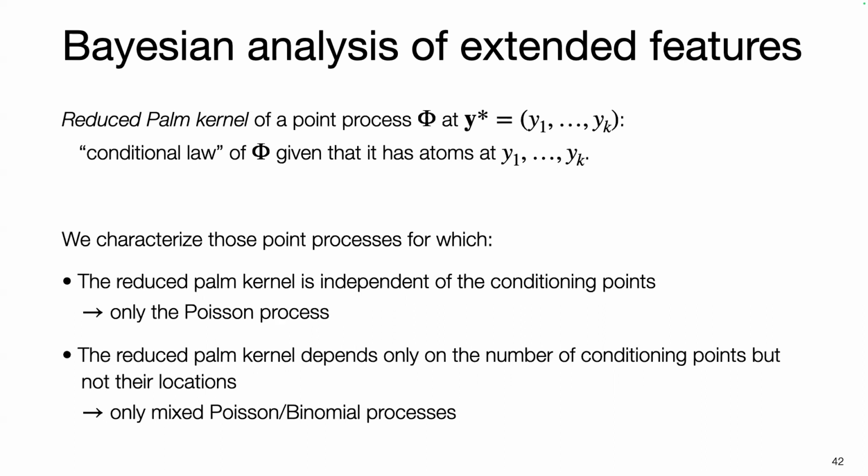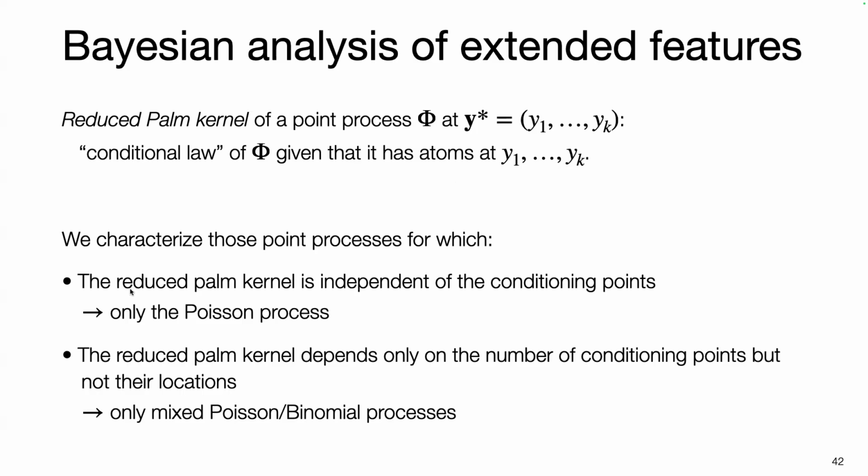So the reduced Palm kernel of a generic point process phi at a k-tuple of points y1 to yk can be interpreted as the conditional law of phi, given that we know the location of k of its atoms. And so our characterizations are basically based on the following characterization for point processes. So we moved from characterization of predictive law to characterization based on Palm kernels.